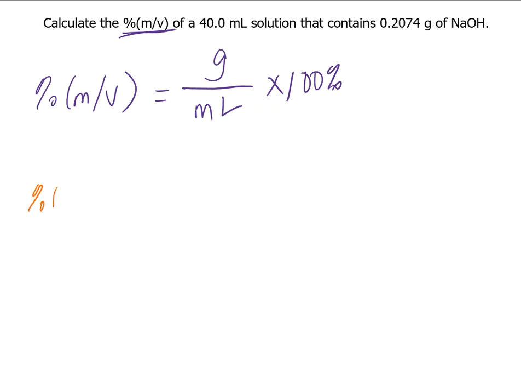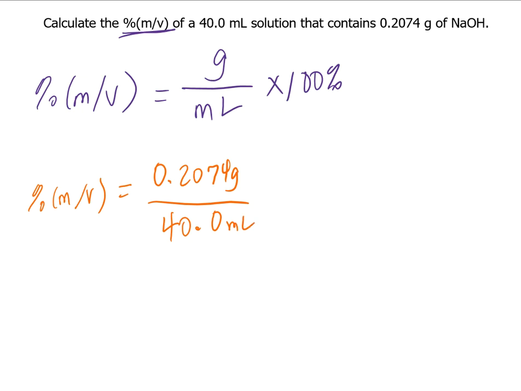So our equation, we have mass volume percent. The problem gave us 0.2074 grams of solute. And it told us that we had 40 milliliters of solution. So the key is being able to identify which concentration you're asked to calculate, because that will determine what your units need to be. Molarity, we had to convert to moles and we had to convert to liters. Mass volume percent, we need mass, so grams for our mass, we need milliliters for our volume.